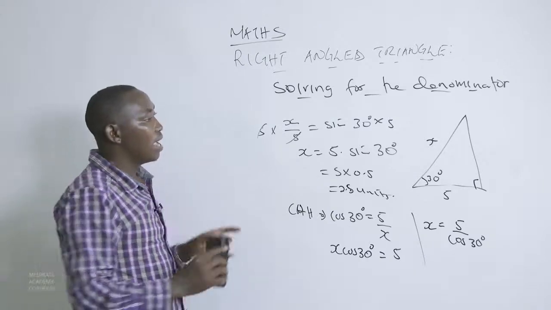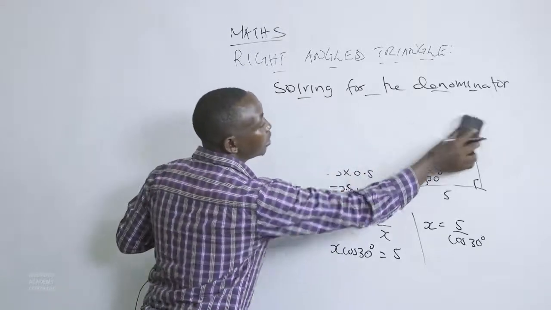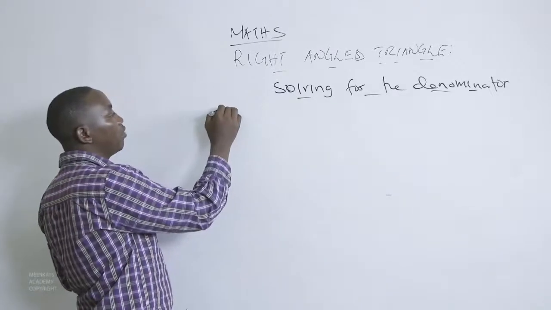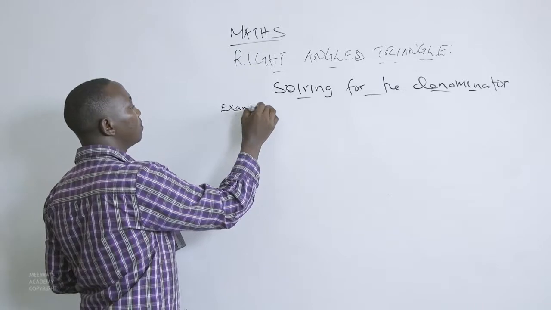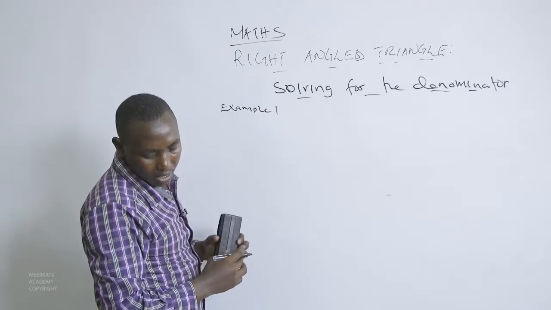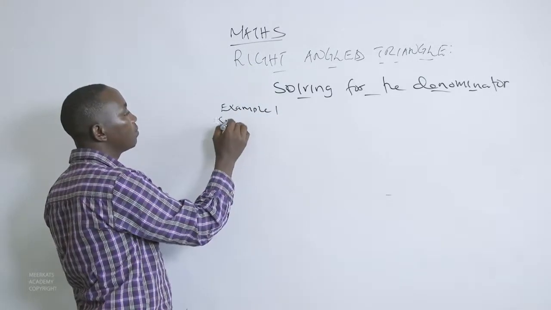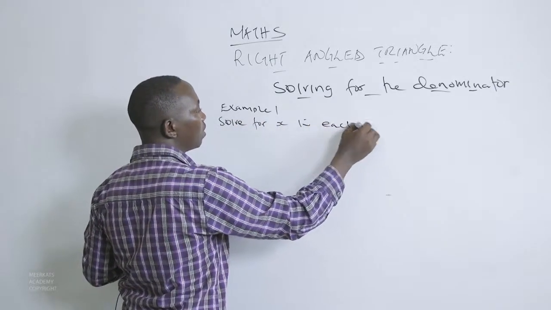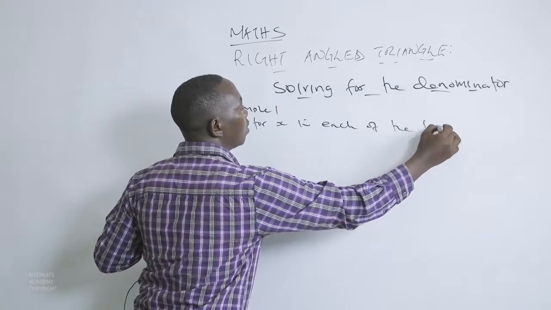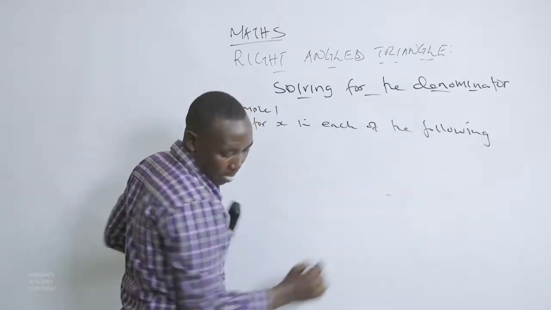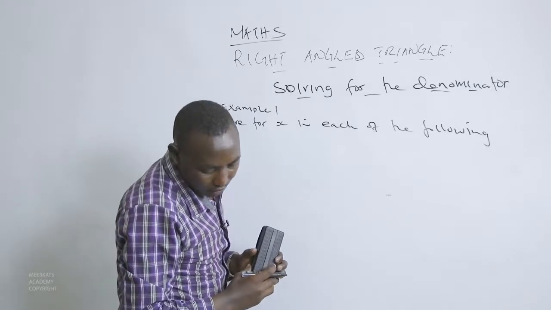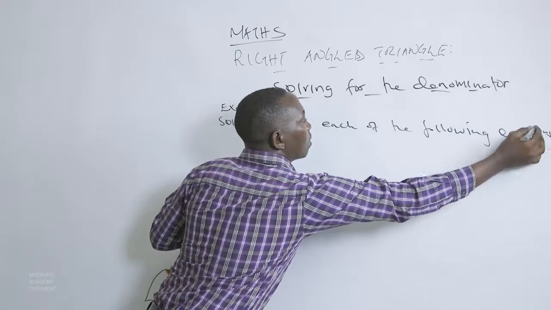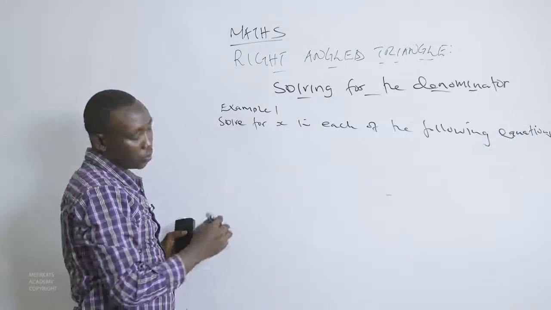Let's look at several examples on how we can solve the denominator. Example 1: we are told solve for x in each of the following equations. Correct to 2 decimal places.